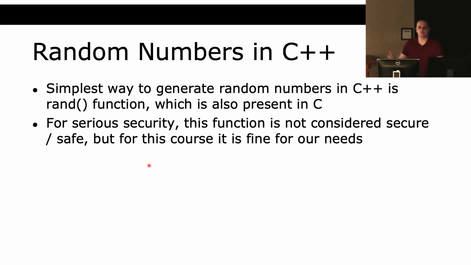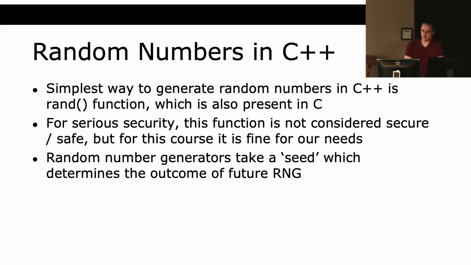There are other classes in C++. You can set up random number generators with specific distributions that have specific cryptographic properties. I don't want this to be a half-hour lecture on random numbers. Rand is fine for this course. But something to take note of is that these random number generators, when you call rand, will give you an integer value between 0 and max int, right? So that's what it will give you.